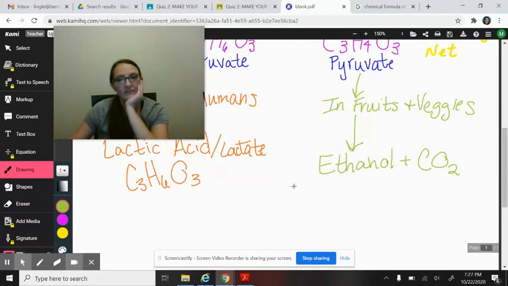Side note, they are trying to make stuff like ethanol and biofuels out of algae, actually, which would be great. But we haven't gotten very far on that yet.